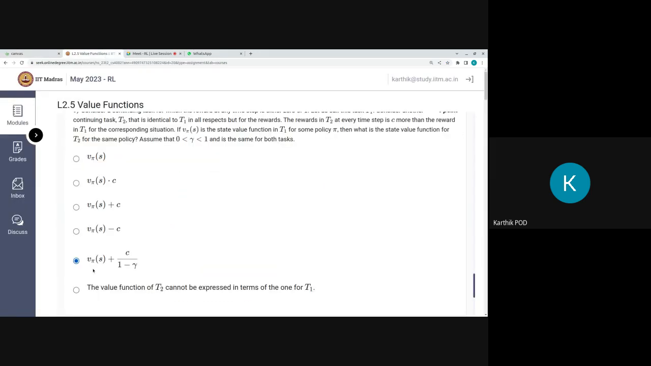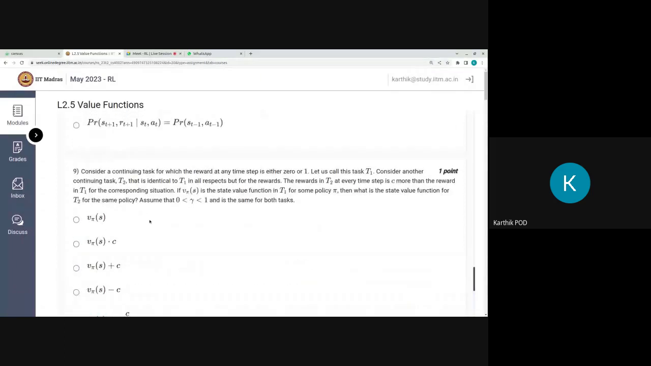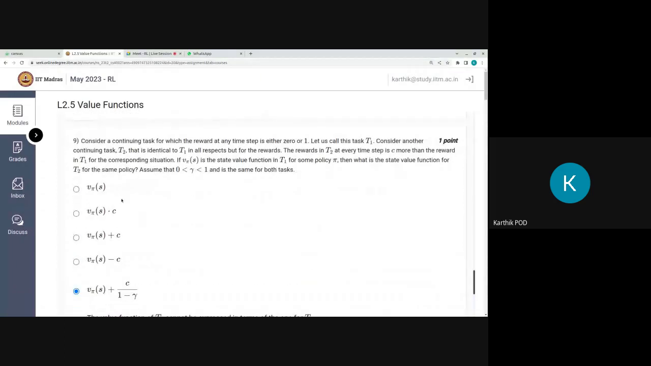So it's V pi 1 of s plus C by 1 minus gamma. If you have a continuing task such as this, and you add a constant reward to every particular situation, the value function will get shifted. It will be shifted by a constant, and that constant is C by 1 minus gamma.